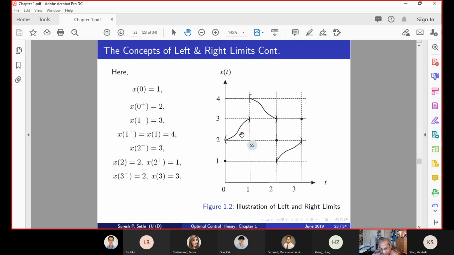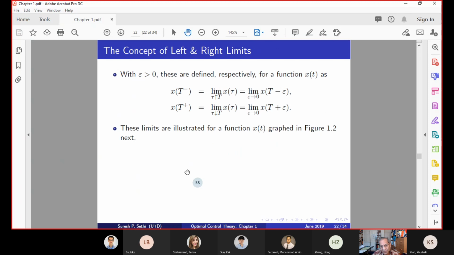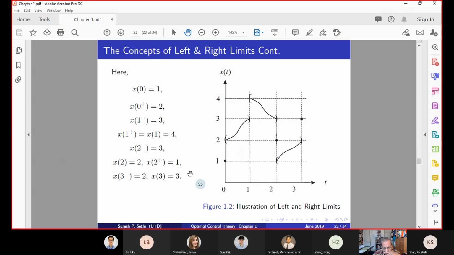X2 minus is 3, as you can see here. And X2 is equal to 2. And X2 plus is equal to 1. So here's an example where X2 minus, X2, and X2 plus are all different. One is this, one is this, one is that, okay? So they're all different. And finally, X3 minus is 2, and X3 equals 3. So you get the idea of what I mean by these limits, okay?